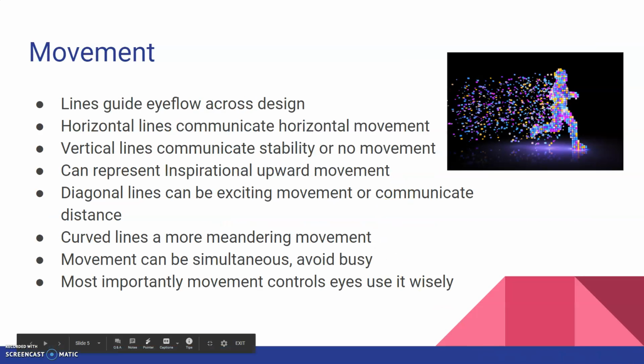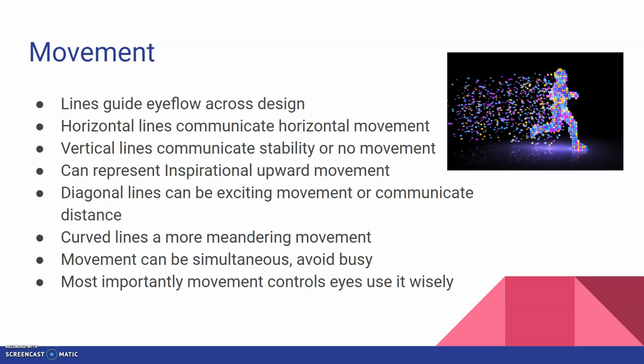Movement. Lines guide eye flow across a design. Horizontal lines communicate horizontal movement, like in this image here, just moving from one end to the other, leading up to the man digitally here. Vertical lines communicate stability or no movement at all, similar to trees being rooted in the ground and buildings being sturdy, just no movement whatsoever.